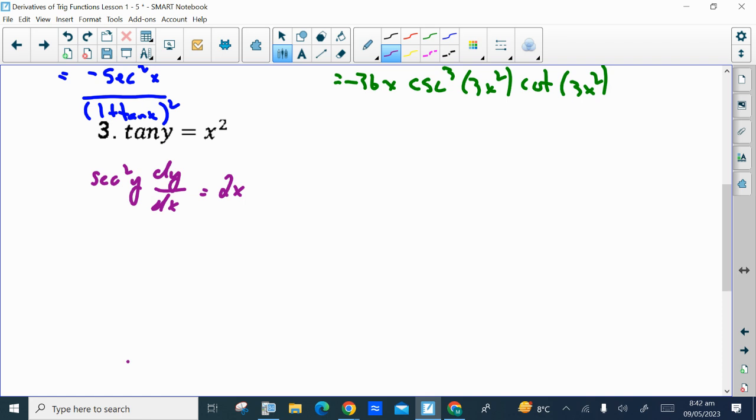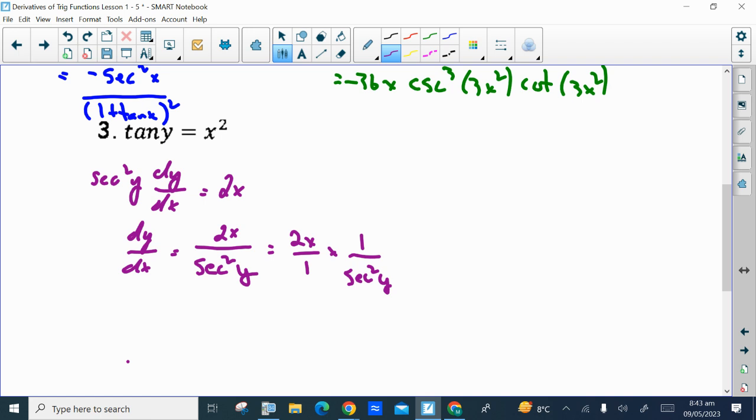And then remember, we get dy by dx by itself. So it'll be 2x over sec squared y. And there's something else you could do here if you wanted, because this is the same as 2x over 1 times 1 over sec squared y. Basically, that is the reciprocal of secant squared, and the reciprocal of secant squared is cos squared. So we could say this is 2x cos squared y.